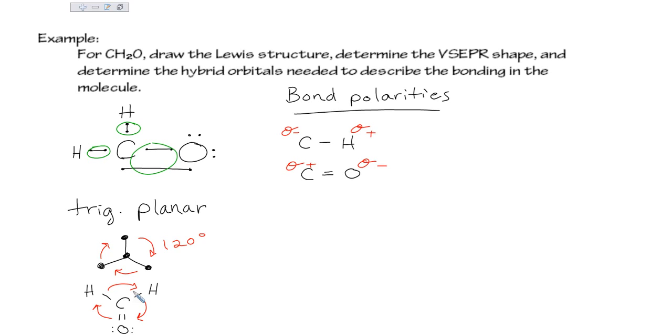Okay, so those are some good things. We got the VSEPR shape. We got the bond angles. That's good. Other things that they might ask me for. Determine the hybrid orbitals needed to describe the bonding in this molecule. Okay, now when we talk about hybrid orbitals, we're not going to include hydrogen. So let's kind of do a little hybrid orbital.